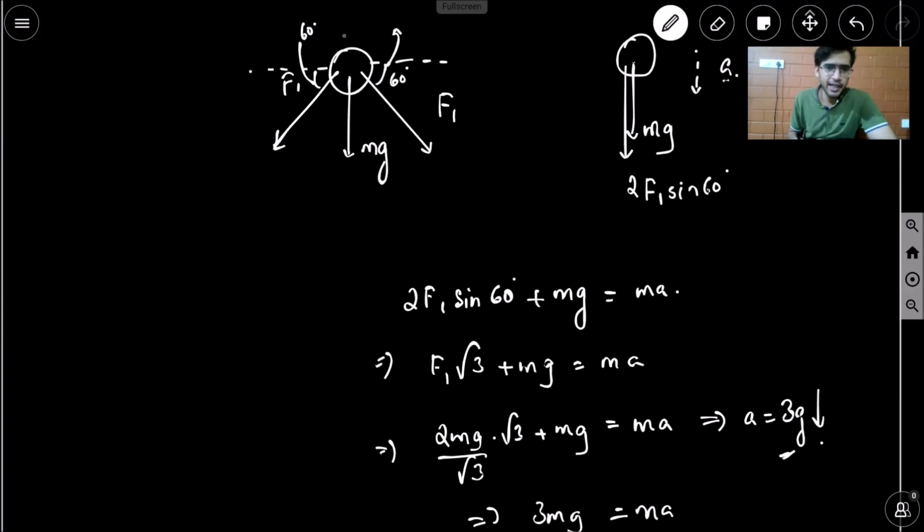So just after the string is cut, the tension force stops acting over here, but the spring force doesn't change, because it is just after the string is being cut. So your spring elongation does not change instantly. So it'll exert the same force it was exerting before as well, right? So this will be the acceleration of this.